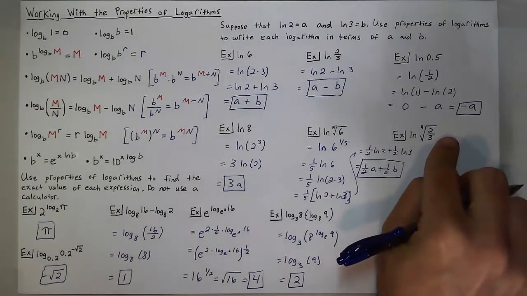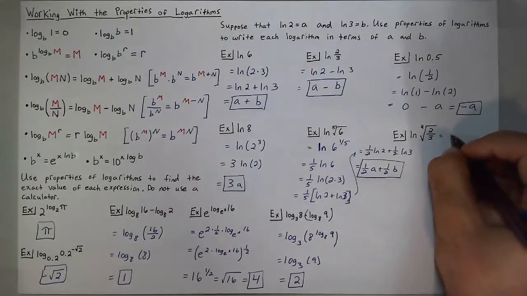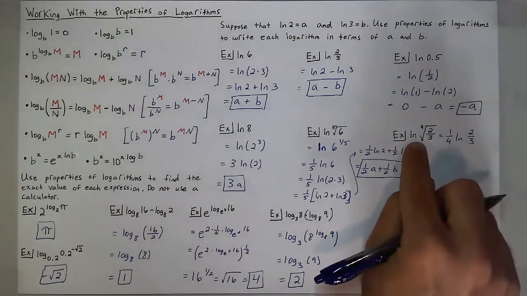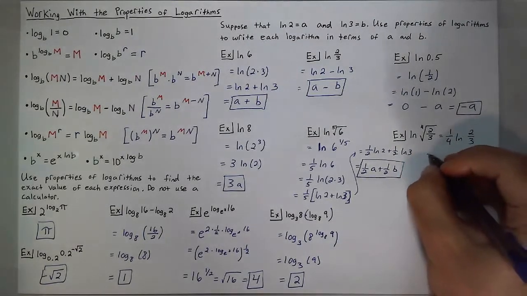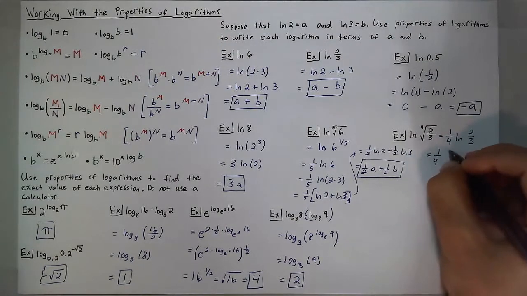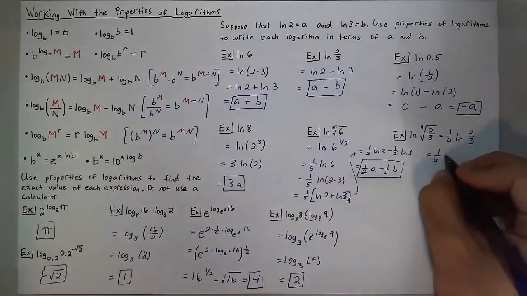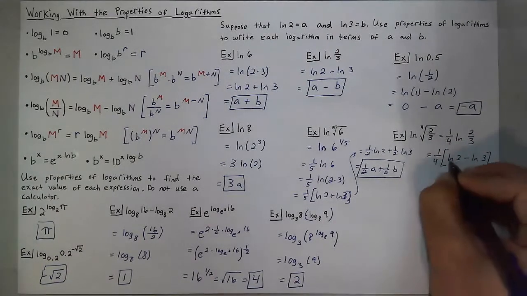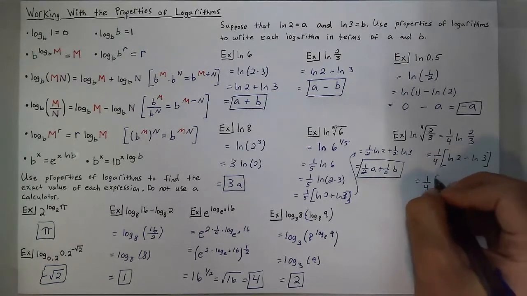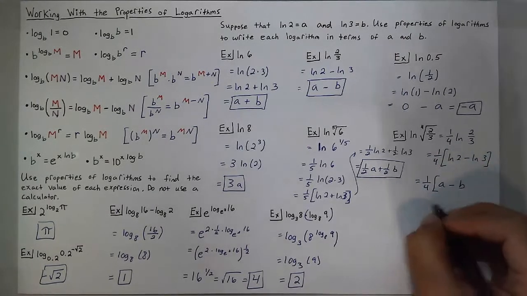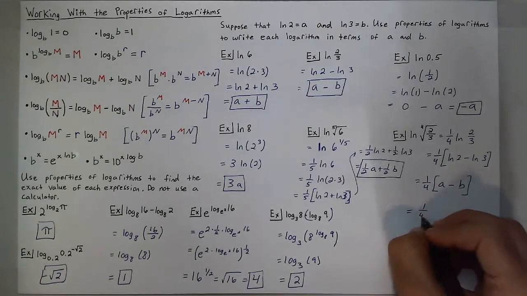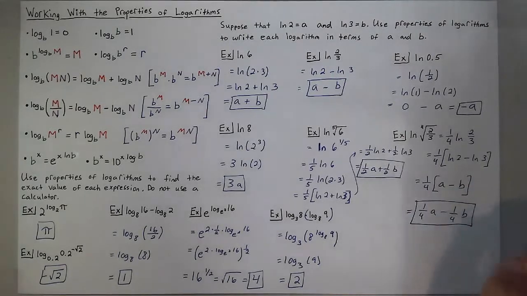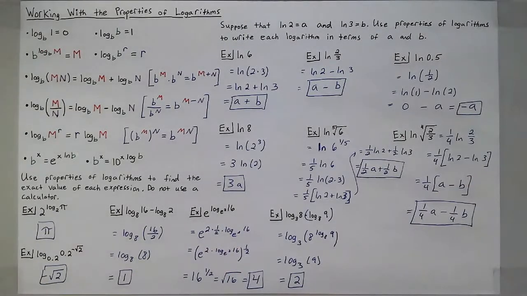And then something very similar can happen with this last one. I can get 1/4 natural log of 2/3, since the 4th root could be the 1/4 power. That can be separated with subtraction because it's division. So natural log of 2 minus natural log of 3, which is a minus b. So I get 1/4 of a minus b. Distributing the 1/4, I get 1/4 a minus 1/4 b as my expression. And that is how you work with the properties of logarithms.